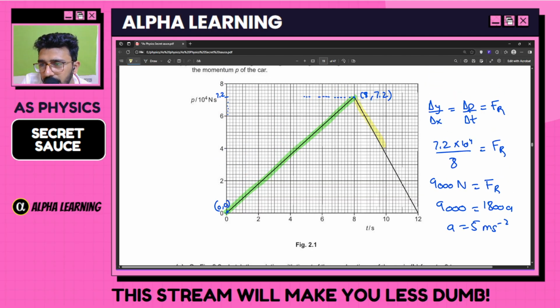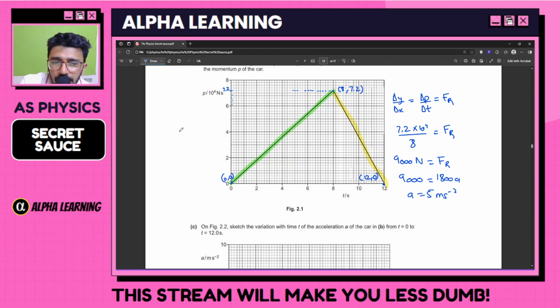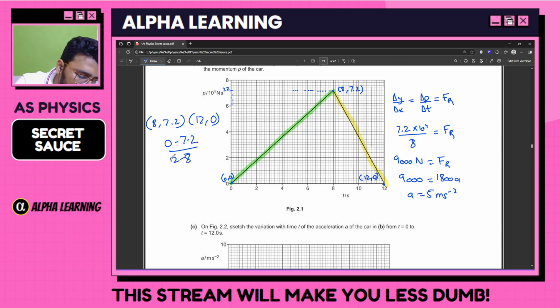Now let's do the same magic for the last part of the graph. How can we calculate the gradient? Here you have 1 point. The second point will be x 12, y 0. Can you calculate the gradient here? Yep, 8, 7.2 and 12, 0. So y2 minus y1, 0 minus 7.2, x2 minus x1, 12 minus 8. Perfect. Negative 7.2 divided by 4.